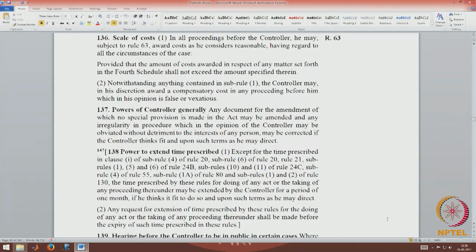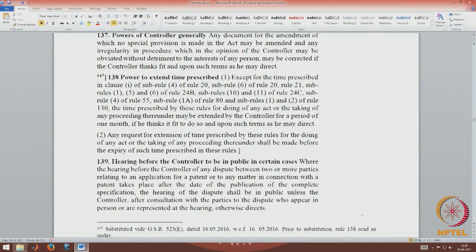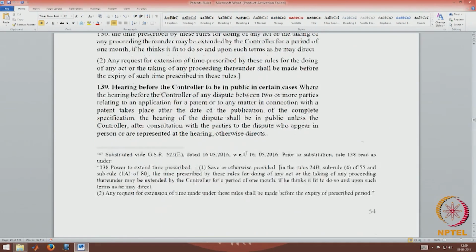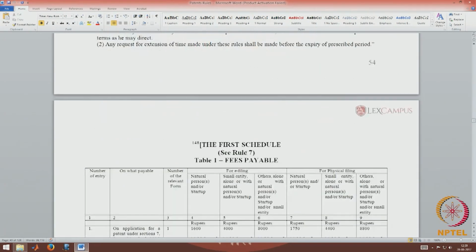Powers of the controller generally, where there is no provision to amend a document, then the controller may, in the interest of the parties involved, correct the document. So, there is a power generally given to carry out changes in a document where there is no specific provision. The controller has the power to extend time. There are some limitations. Rule 138 deals with that. Now, hearing before the controller is normally a public hearing unless the controller directs otherwise.